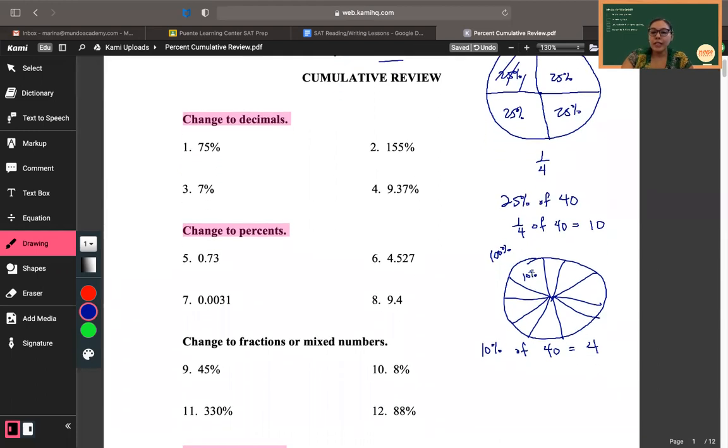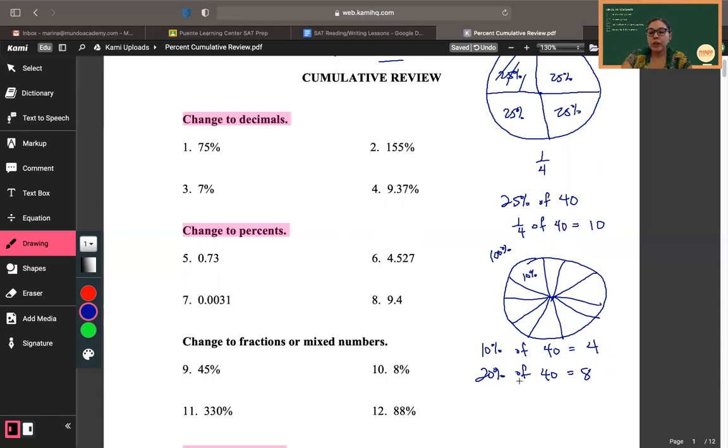Finding 10% of something makes it easy, because 10% is the same as dividing it into 10 pieces. If I want to find 20% of 40, all we have to do is find what 10% is and multiply it by 2. We know that 10% of 40 is 4, so 20% is going to be 8, because there are two 10%s in 20. That's an easy way to calculate other percentages.